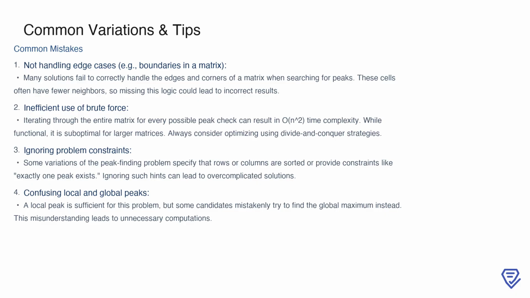Equally important is paying attention to the problem constraints. Certain variations might indicate that rows or columns are sorted, or they may guarantee the existence of exactly one peak. These hints are critical for developing an efficient solution. Lastly, it's important to distinguish between local and global peaks. This problem only requires finding a local peak, but some people mistakenly attempt to find the global maximum, which adds unnecessary complexity to their solution.